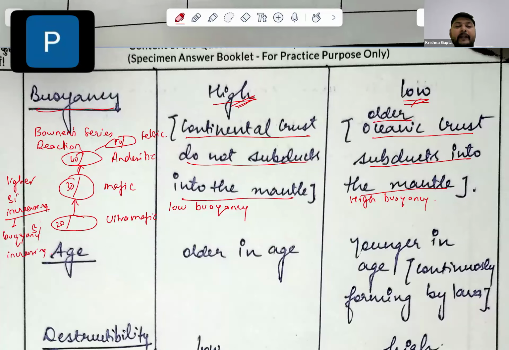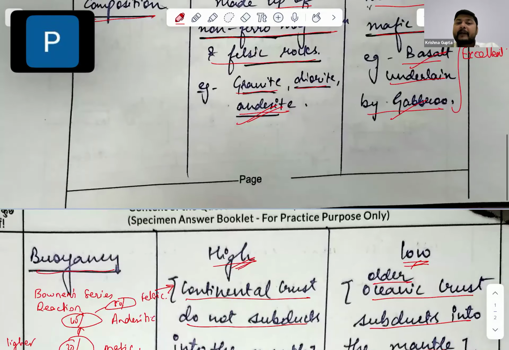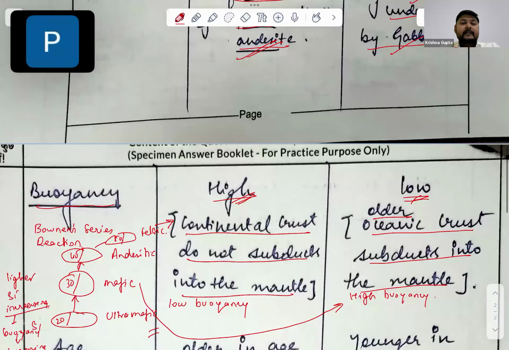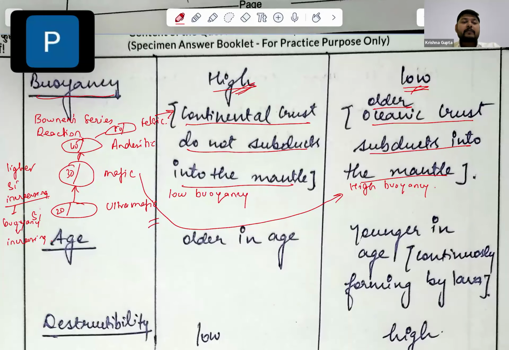Okay, so we can explain here that felsic magma is more towards the continental part, and the mafic magma is more towards the oceanic part, as we have already provided here, the mafic magma and the felsic magma. Okay, felsic rocks. We can provide this through this diagram, that is Bowen's reaction series, that is a part of buoyancy.